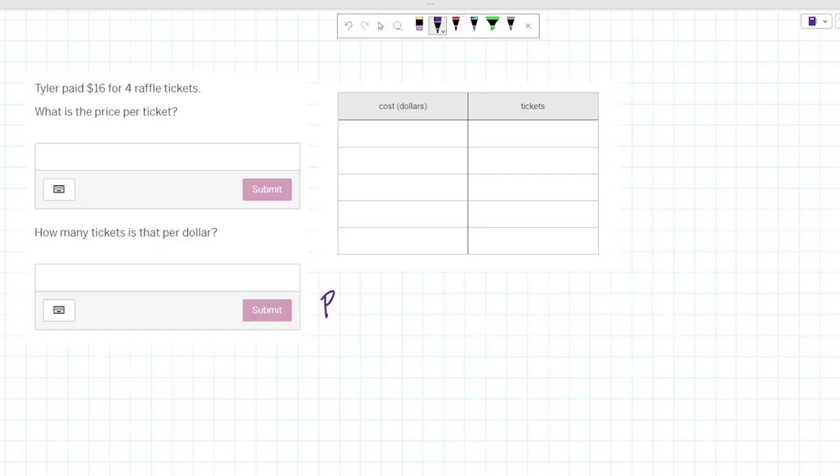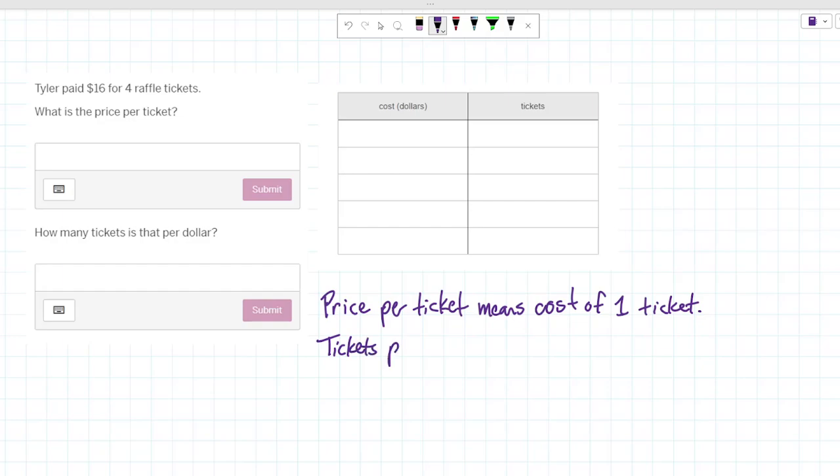So the price per ticket, that means the cost of one ticket. And the number of tickets per dollar, so tickets per dollar, that means how many tickets for $1.